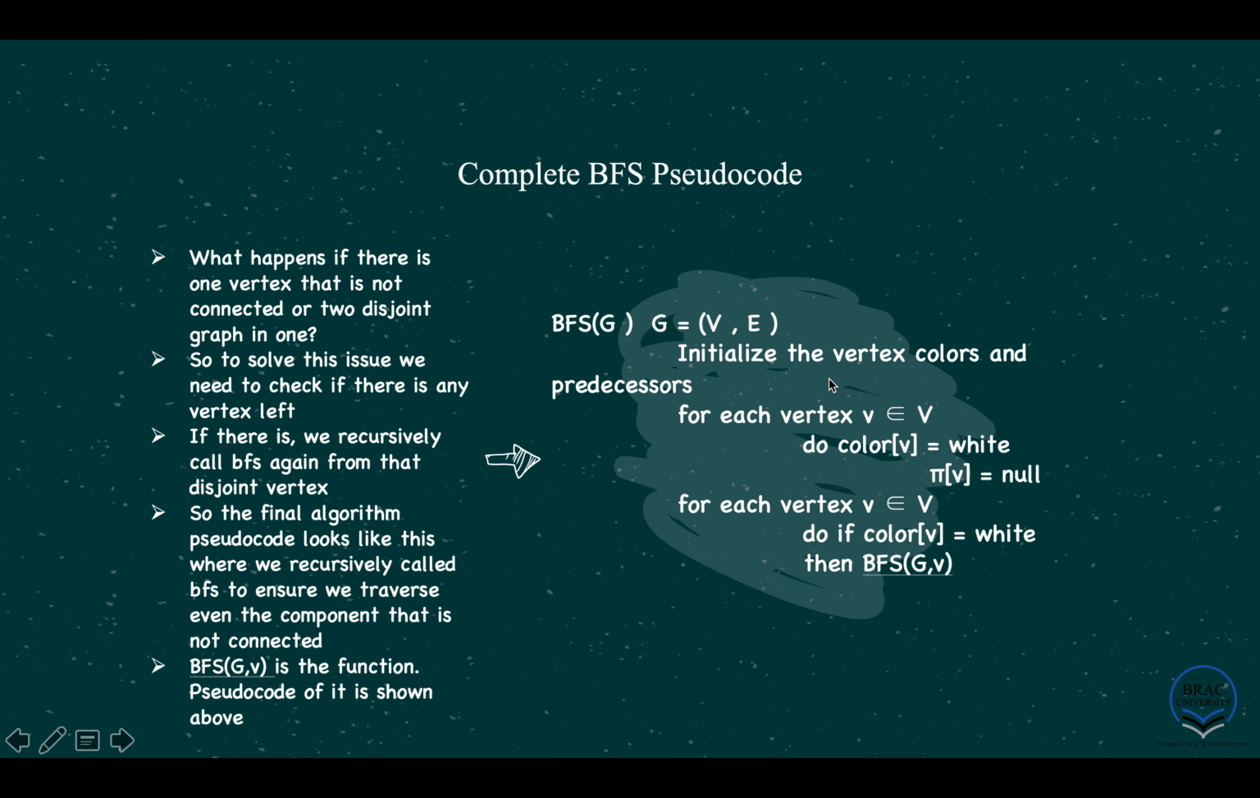So this is our complete pseudocode for BFS, where we start with BFS(graph) and we look for all vertices, and whenever we find a white vertex, we call our BFS function, which looks for its adjacent vertices and does the algorithm we have learned about.